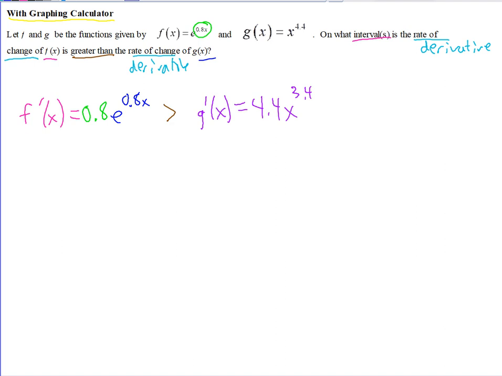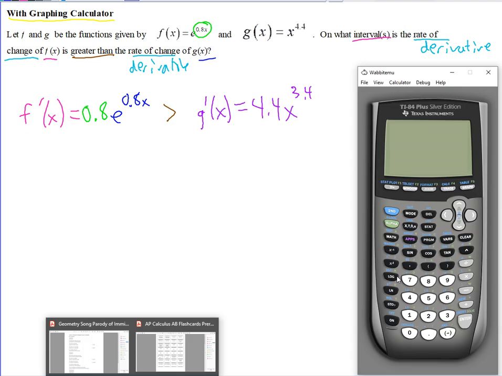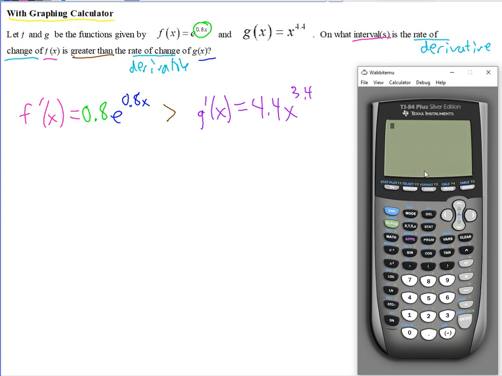So we've got to enter these both in our calculator. I'll do this on the 84, similar process for the Fire here. Just go 0.8 e to the 0.8x, and then for g prime of x, enter that in, 4.4 x raised, let's put in parentheses to make sure it does the whole x to the 3.4. I want to know when is y1 greater than y2?